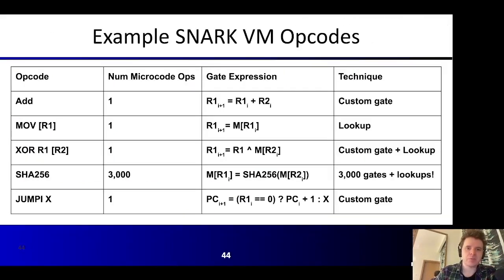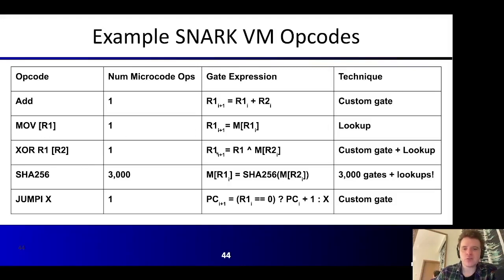So to give an example, I've got some examples of some random imaginary VM and some potential opcodes for it. The first register R1, at the next row, is going to be equal to just the sum of two registers. That's some algebraic statement. You could have a move opcode where you're actually doing a memory lookup, so the value in the first register is indexing a memory table, and that value is being set as the value of the first register at the next row. So you would use some kind of lookup or plookup protocol for this.